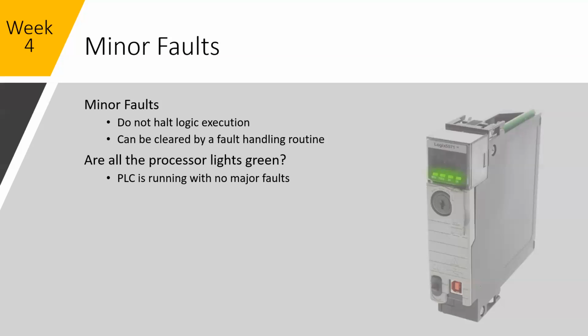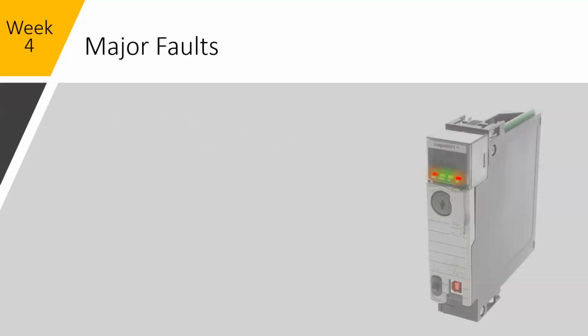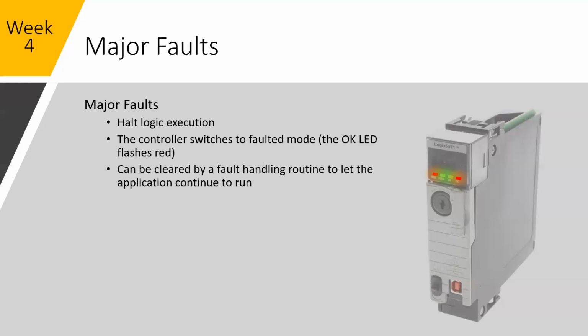That's going to be arithmetic overflows, some card faults. We'll go through a couple of examples of minor faults, and we'll look at a listing of all the different fault codes you can see. But the basics of it is, if you're looking at the front of a processor, if all the lights are green, there are no major faults. If you have red lights, you're going to have a major fault.